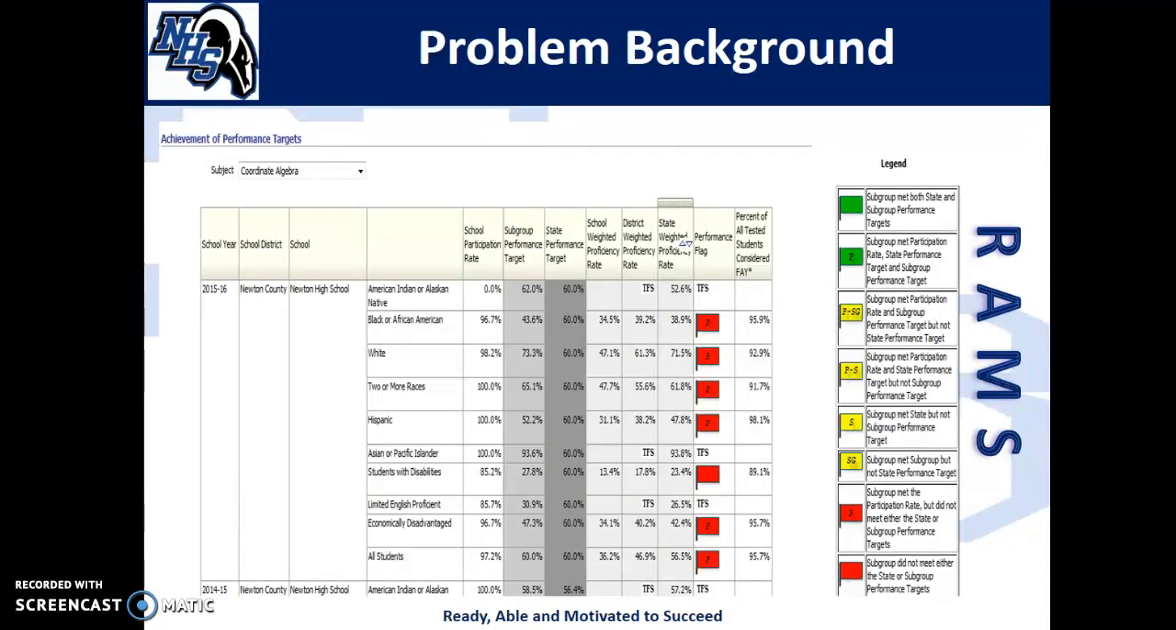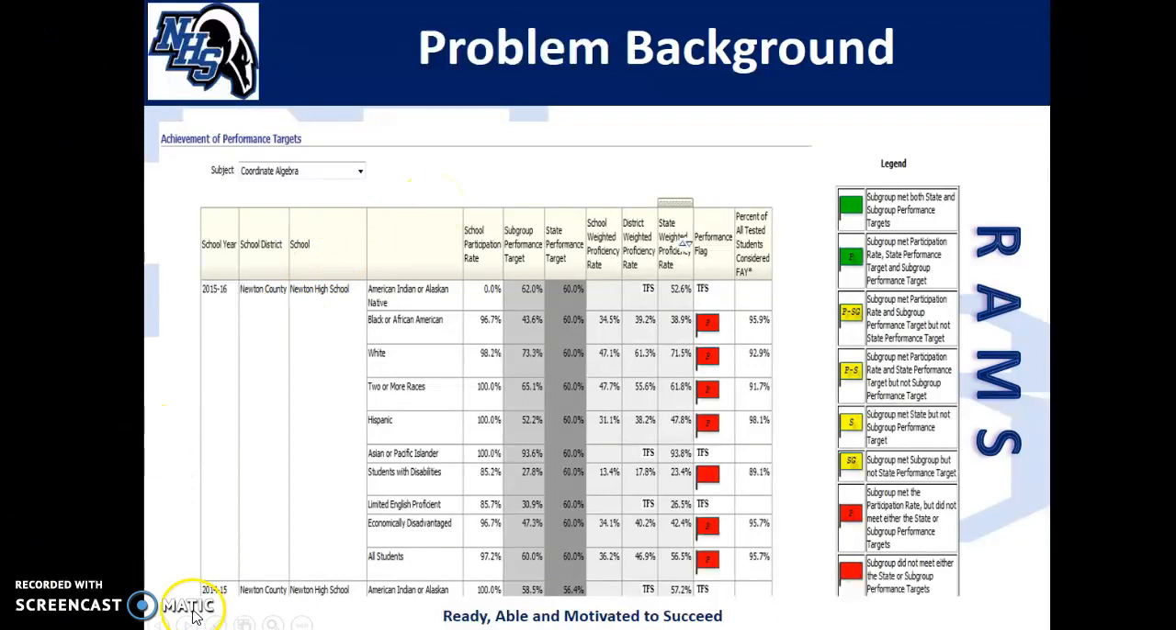Your flags can be three colors: green, meaning that you met the participation rate, the state performance target, and the subgroup performance target rate. Yellow means that you've met one or two of these areas but are lacking in the other. And red says that you met the participation rate, but you did not meet the state or subgroup performance targets. Here at Newton High School, as you can see, we have all red flags in this category except for one, which means that in all of our areas, we met our participation rate, but we did not meet either the state or subgroup performance targets, which means our scores came in lower than what the state wanted us to have and what our performance target was.